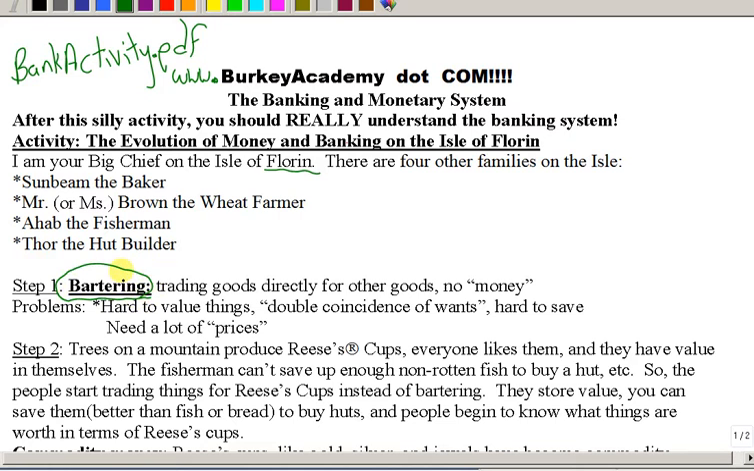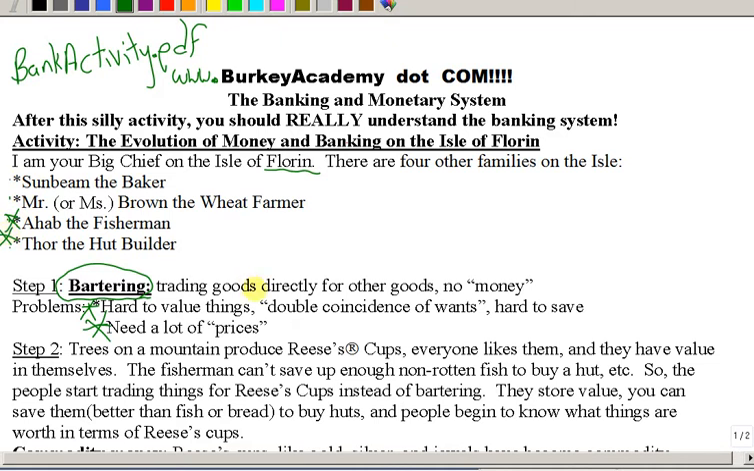One of the problems, there are a lot of problems with bartering. Number one, it's very hard to value things, and you need a lot of prices. I'll put these two ideas together. How can you tell, for example, how many fish a hut is worth? And then you also need to know how many fish a loaf of bread is worth, and how many pounds of wheat a loaf of bread is worth, and so on. Instead of just having one price per good, you'd need to be able to translate fish into bread, fish into wheat, fish into huts, and everything else.